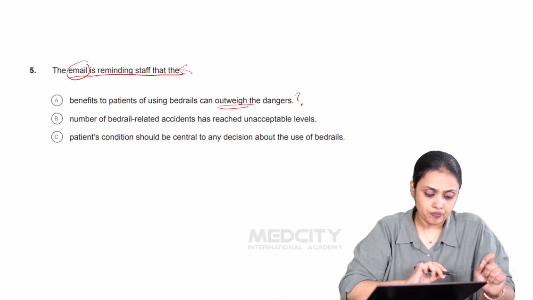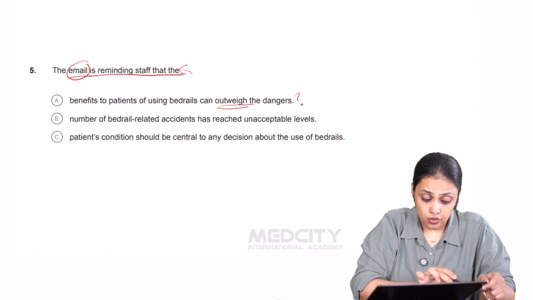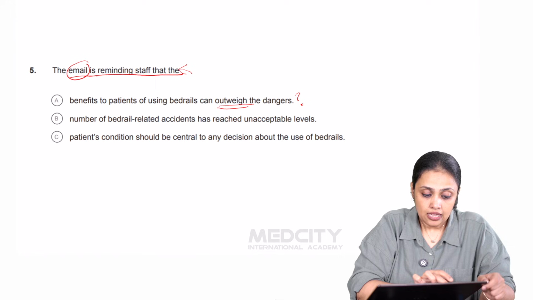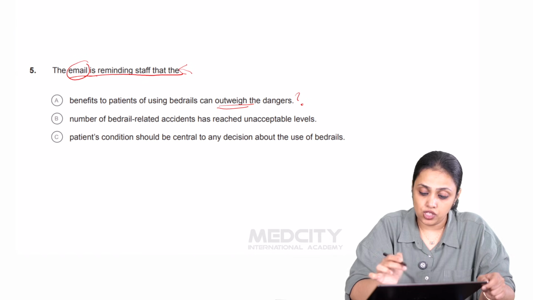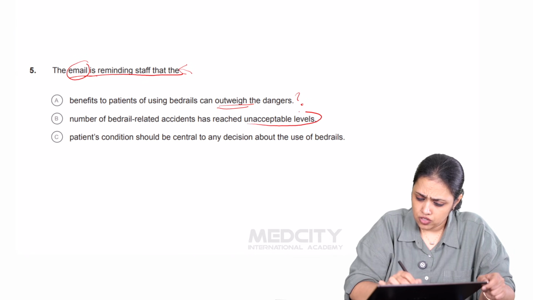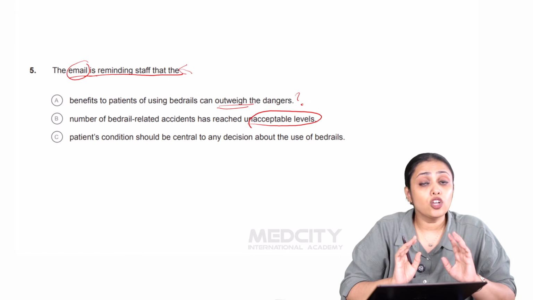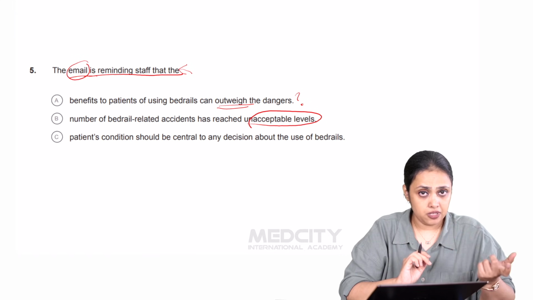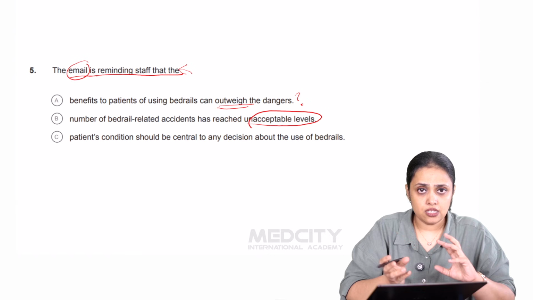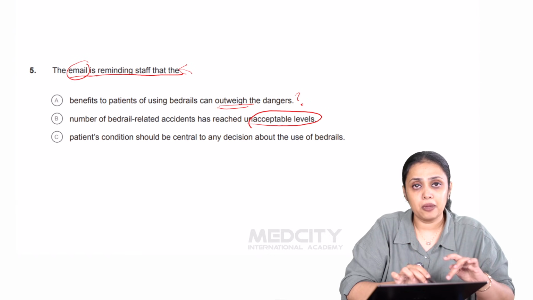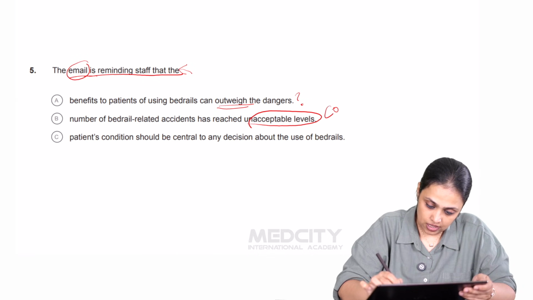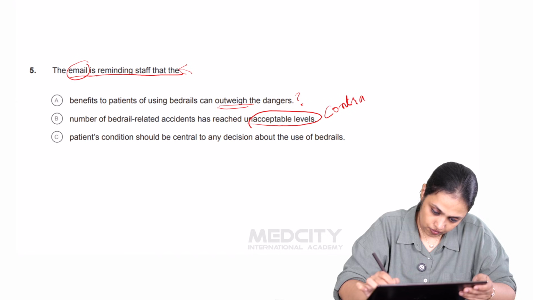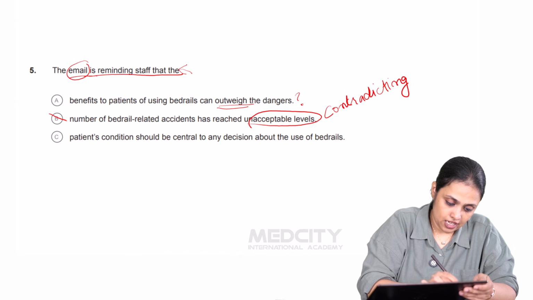What does option B say? Okay, let's read it together, the question plus the option. The email is reminding staff that the number of bed rail related accidents has reached unacceptable levels. Has it reached unacceptable levels? No, it's actually contradicting what is given in the email. As per the email, the number of deaths caused by bed rail entrapment is very low, less than 1 in every 2 years. So this is actually contradicting, and for that reason, we can eliminate option B.